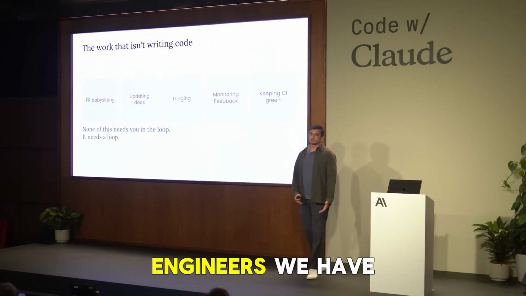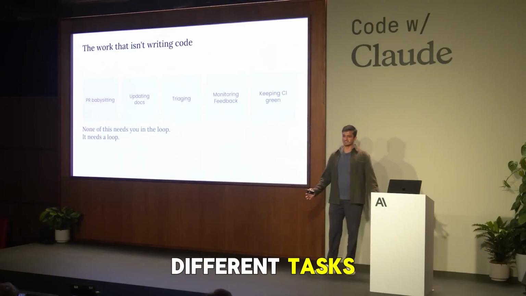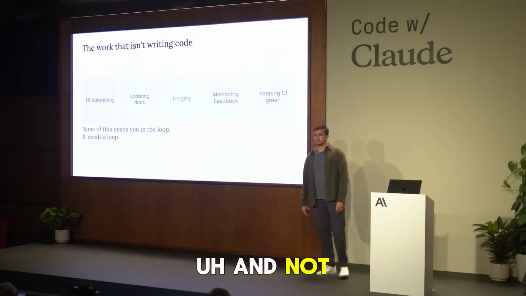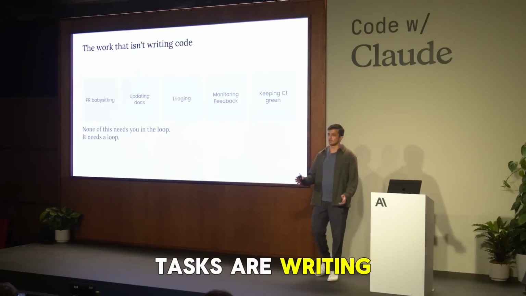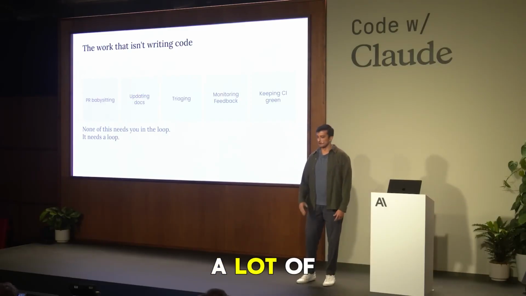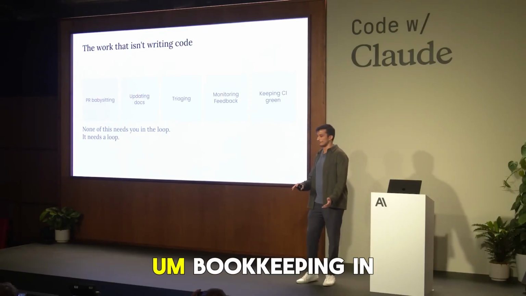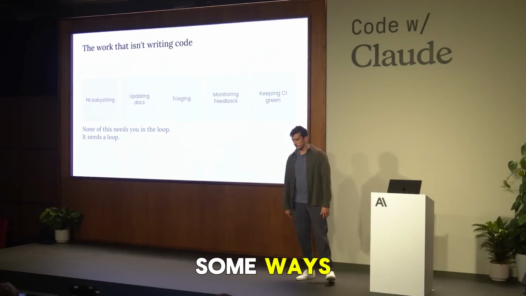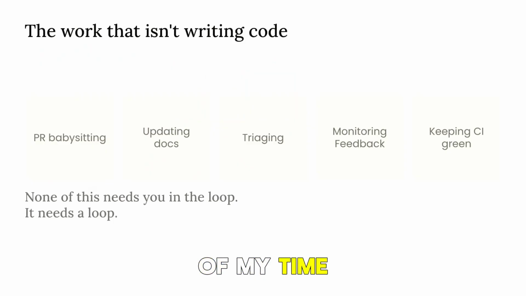So as software engineers, we have a lot of different tasks. And not all of these tasks are writing code for a specific new feature or a bug that you're working on. A lot of this is just bookkeeping in some ways. So personally, I'm spending a lot of my time now babysitting my PRs. I think we all have a lot more PRs now that we're able to generate with the help of Claude and AI. And these PRs need to merge.